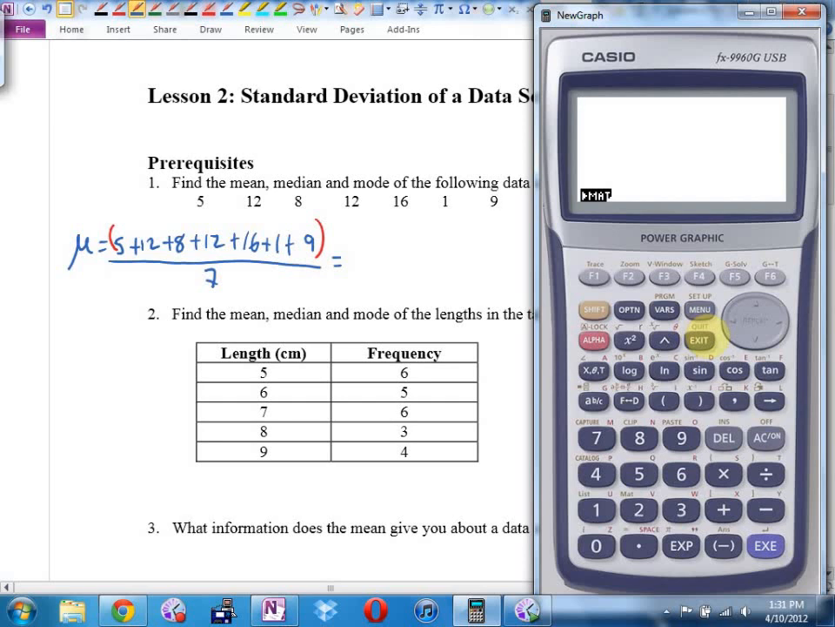I get 5 plus 12 plus 8 plus 12 plus 16 plus 1 plus 9, close bracket, divided by 7. Do you get 9? Yes?